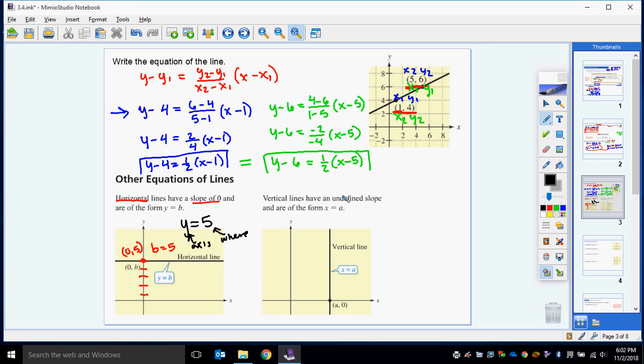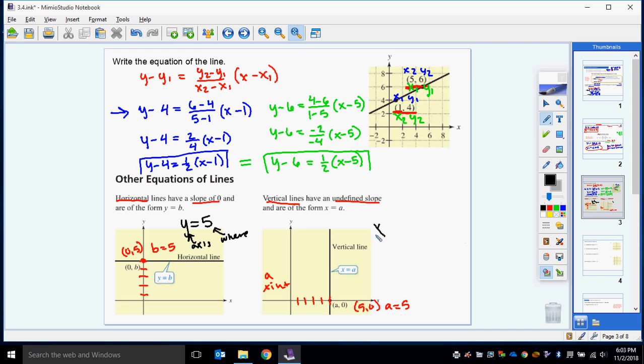Okay, so if we keep that in mind, then we have this same idea for vertical lines. Vertical lines we know have an undefined slope. They go up and down. They're going to be of the form x equals a. Just like b stood for where it crosses the y-axis, a is the x-intercept. So if I gave this a number, this would be the point 5, 0, right? And a here would be 5.